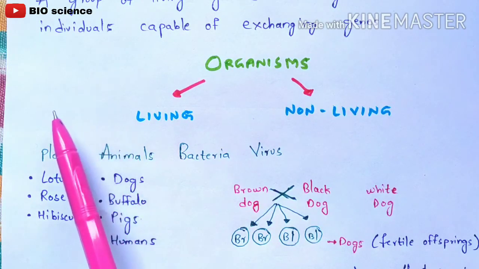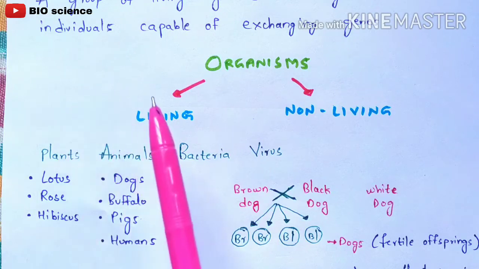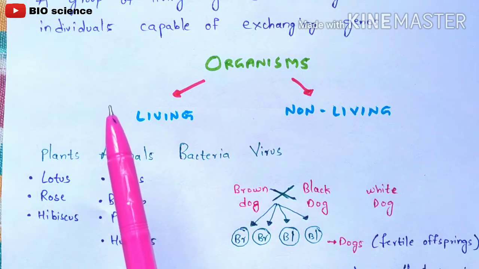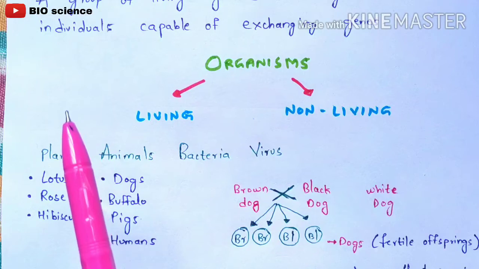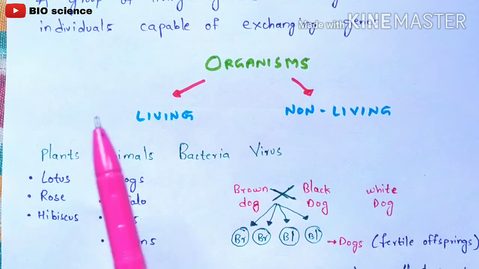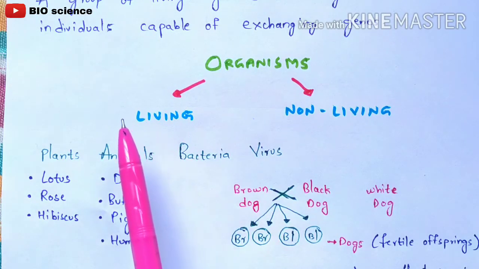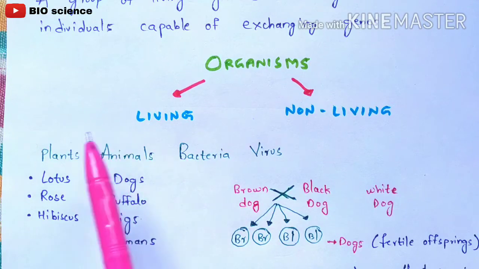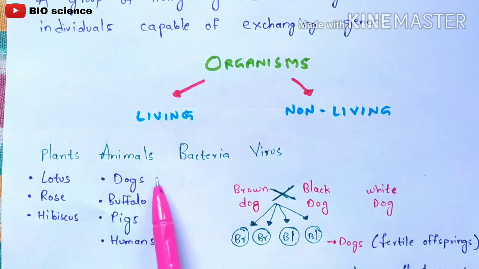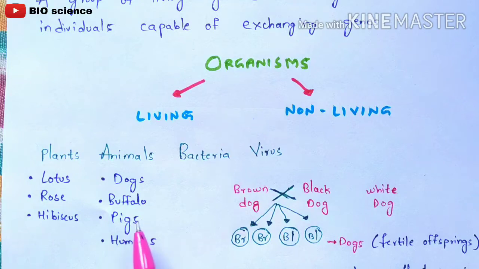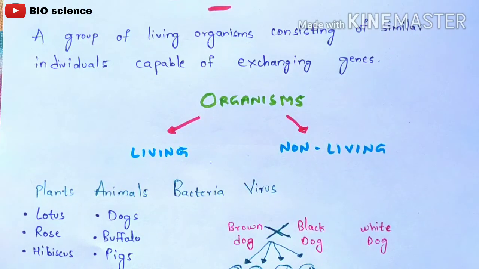For example, if you take any area, and in that area you take all the dogs only, all of those dogs belong to the same species. A group of living organisms which belong to similar individuals are called species. Dogs are one species, buffalo, pigs, humans are different species, varieties. Species is nothing but varieties. In simple words, species is nothing but a variety. All of these are varieties, right? And I also told you the definition, right?